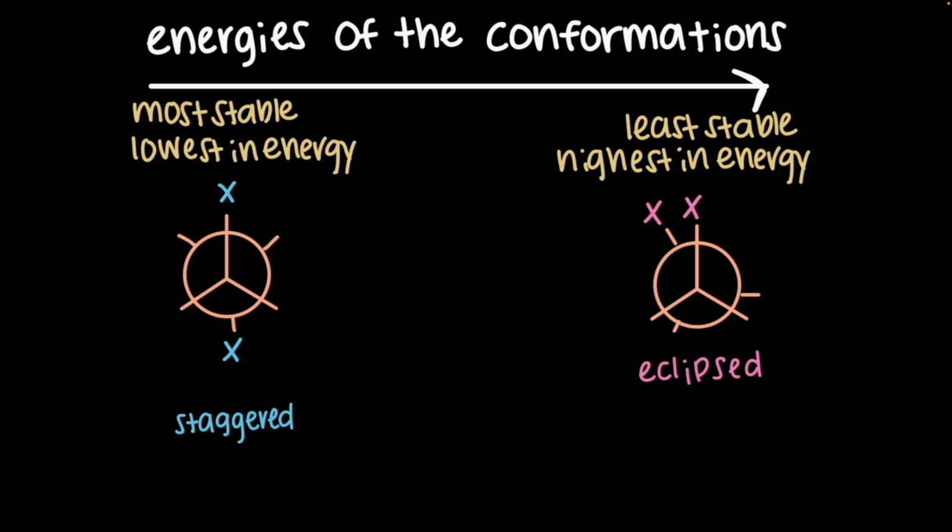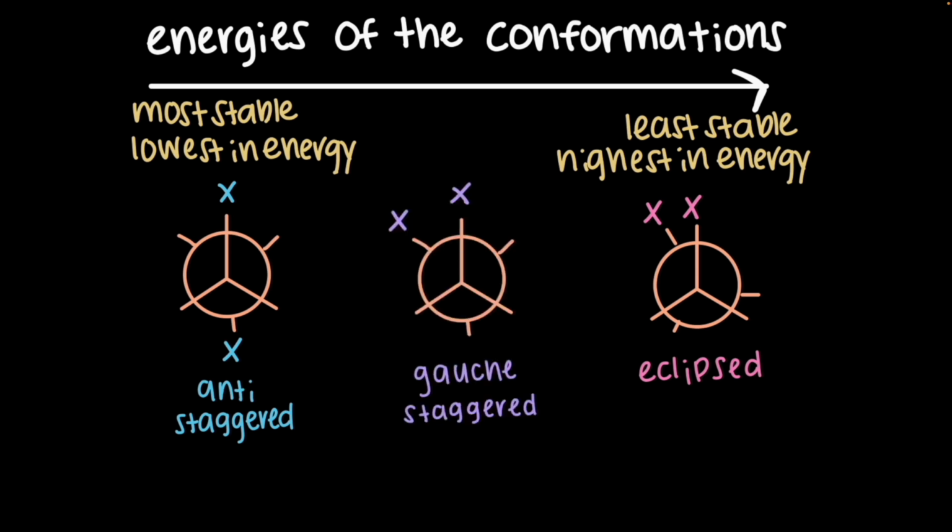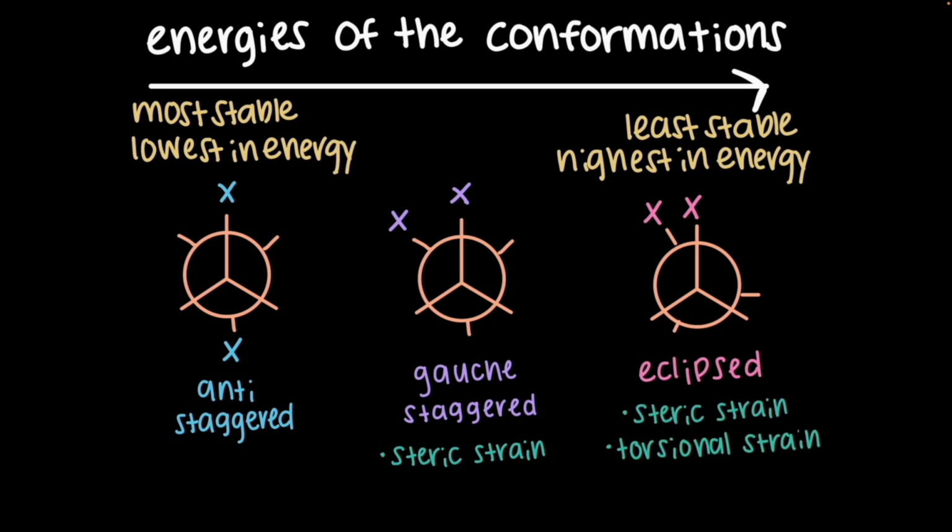Staggered conformations will have a lower potential energy than eclipse conformations because they will not experience torsional strain. Comparing anti and Gauche staggered, anti-staggered will be the most stable and lowest in energy because the groups will not have torsional strain or steric strain. Gauche staggered will be a little higher in energy and less stable than anti because the groups can have steric strain for groups larger than hydrogen. Eclipse conformations will be highest in potential energy due to the torsional strain experienced by all groups and steric strain that can be seen for groups larger than hydrogen.